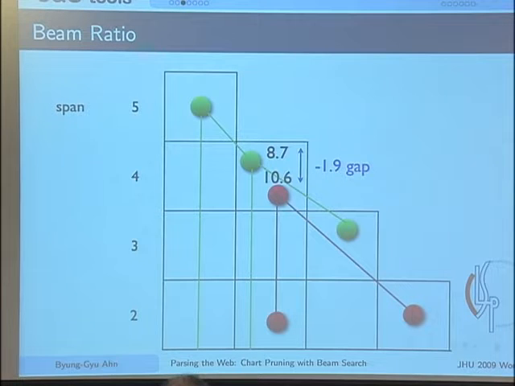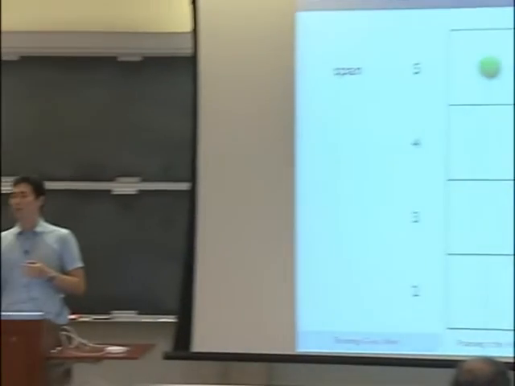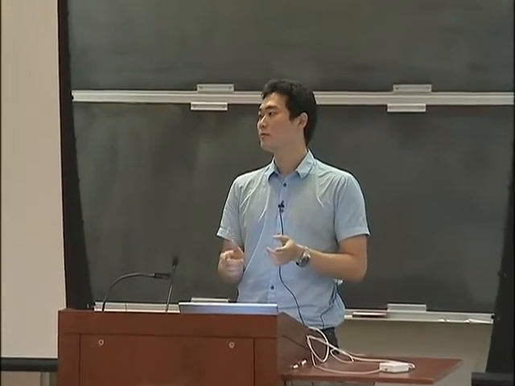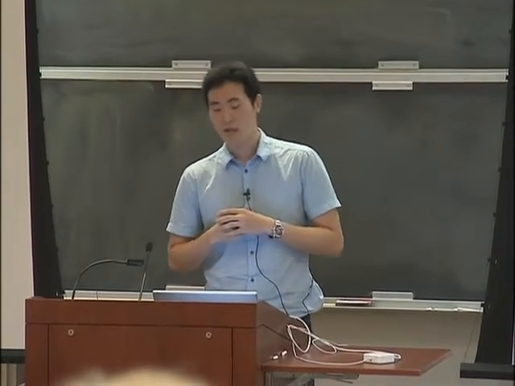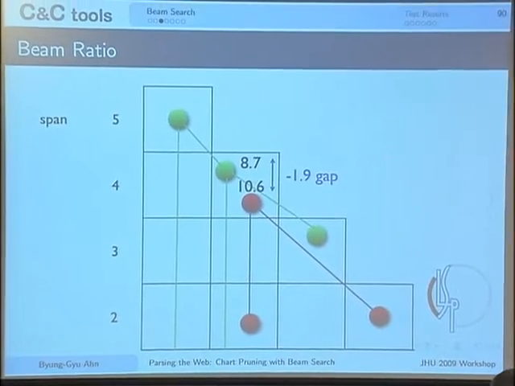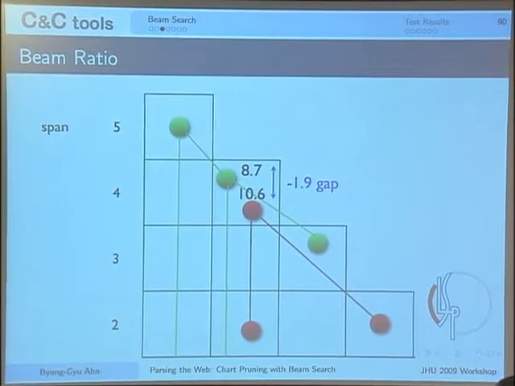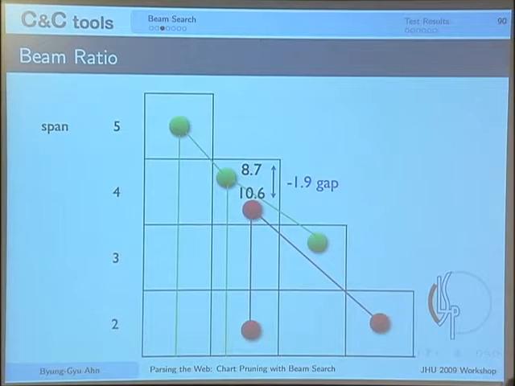So let's say the green dots here are part of the final analysis in the gold oracle, and the red dots are not. In this case, the red dots have a higher score, which means at this point, at the cell 2,4, they seem more probable than the green dots in the gold standard oracle. But actually, what you want to get is the green dots. So you measure the gap, which we call the beam ratio here. It has a gap of minus 1.9 here, which means if we apply a beam narrower than this minus 1.9 point gap, it will eliminate the green dots here. So we cannot get the gold standard oracle finally.